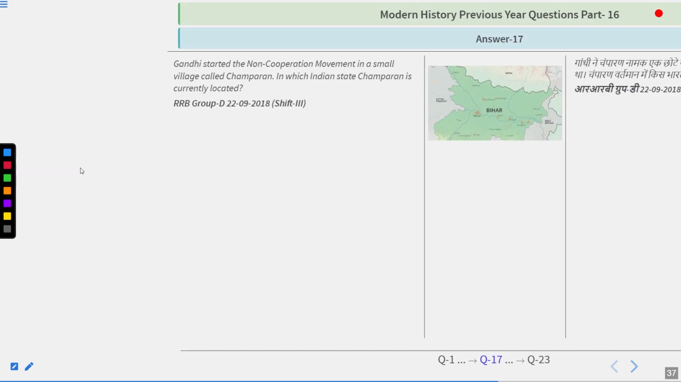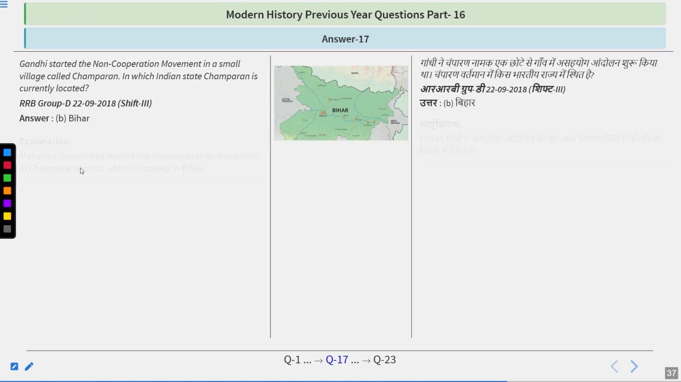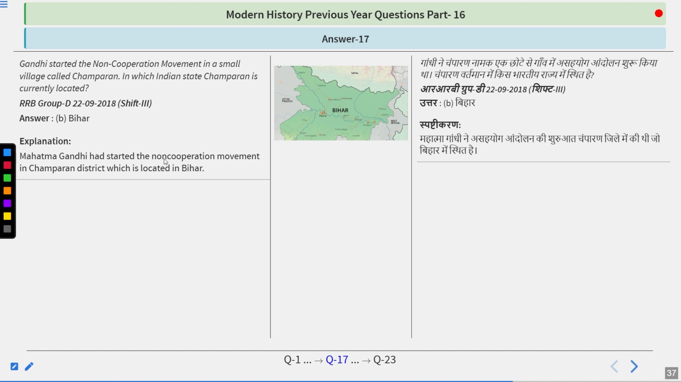And it is a simple one because the answer is Bihar. Mahatma Gandhi started the movement in Champaran district, which is located in Bihar. So do remember, in Champaran, Gandhiji was invited by Rajkumar Shukla during the 1916 Lucknow session. And when he visited Champaran, he saw the situation of peasants who were forced to grow indigo. And that is why Gandhiji started the Champaran Satyagraha in Bihar.